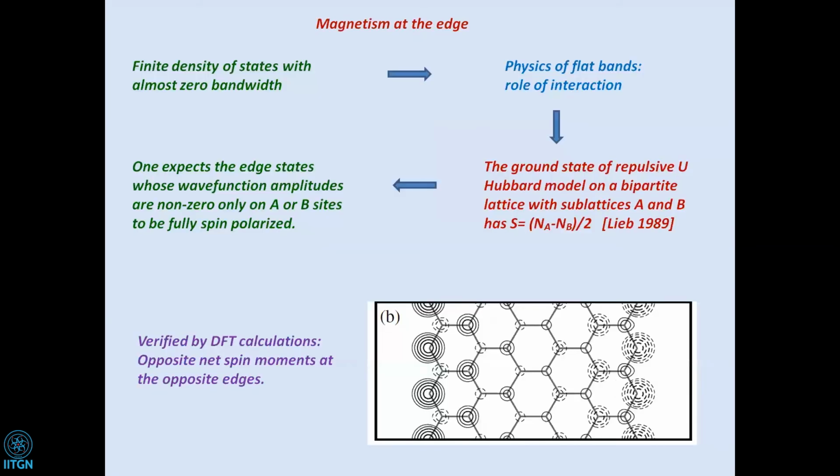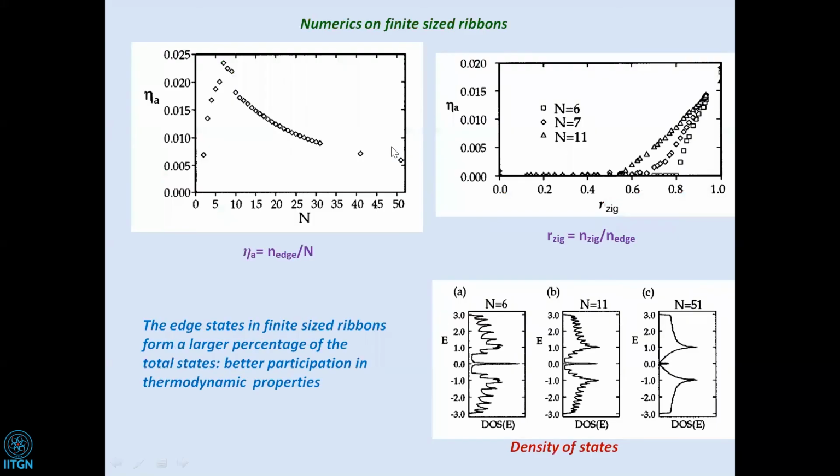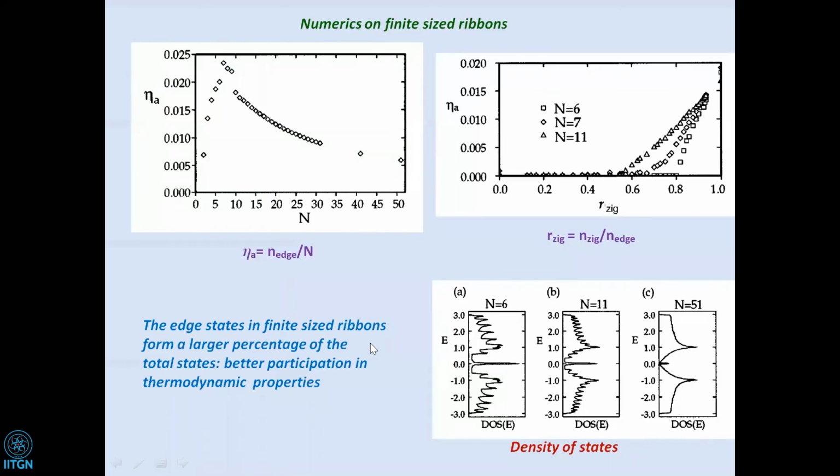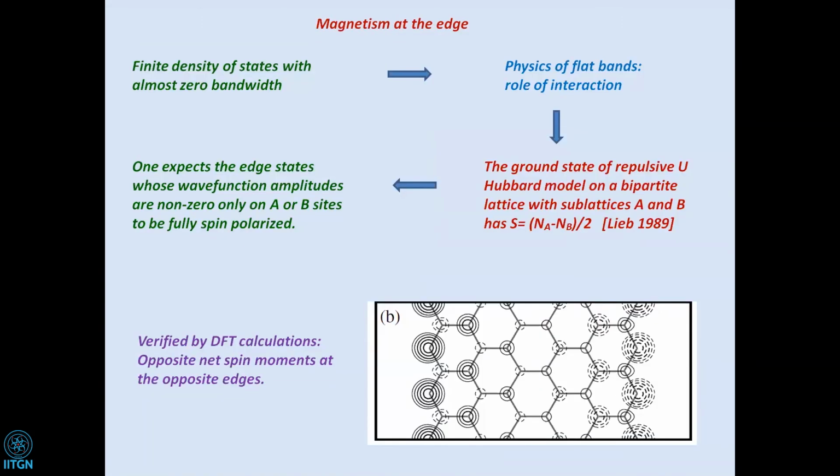But the interesting thing that comes from these edge states is that you get some magnetism at the edge. And why is this the case? Now, if you put in some interaction, one thing that I haven't told you is that these states have all amplitudes either on the A or the B sublattice, but not both. And this means that they are in an eigenstate of pseudo-spin sigma z, either +1 or -1.